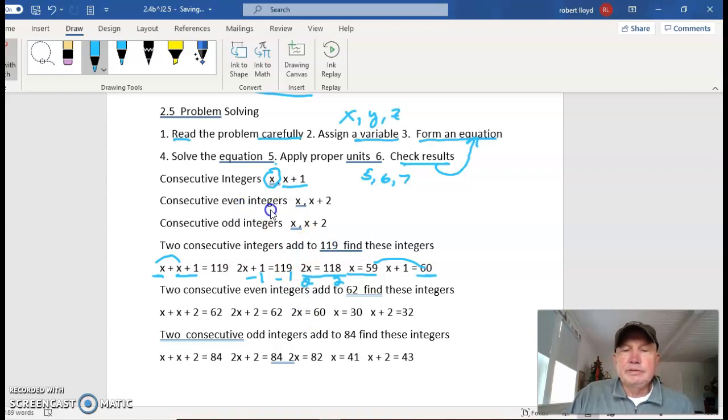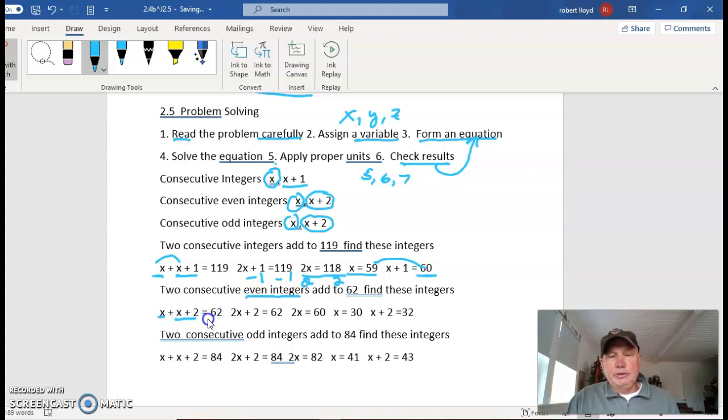The next is consecutive even integers. So even means it's two more than the first one. So the first one is x, and the next one is two more, x plus 2. Notice we're going to use the same variables for the odd ones, x and x plus 2. What's going to determine whether they're odd or even is what they add up to. So two consecutive even integers add up to 62. We said the first one is x, the next one is x plus 2.